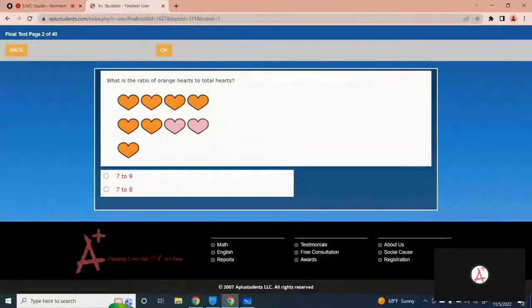So it would be 7, and in total they are 9. So the ratio of orange hearts to total hearts is 7 to 9, because 7 of them are orange and 2 of them are not, and in total they are 9, so it would be 7 to 9. Got it?